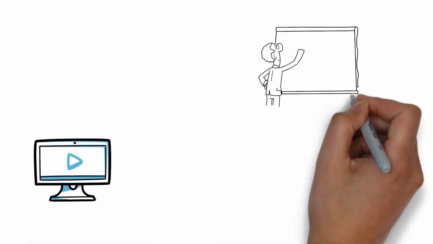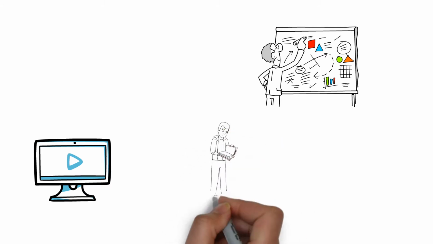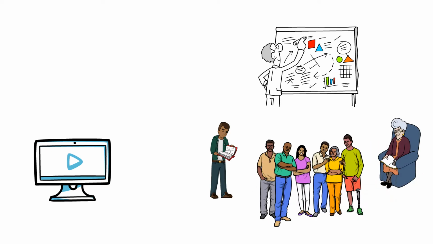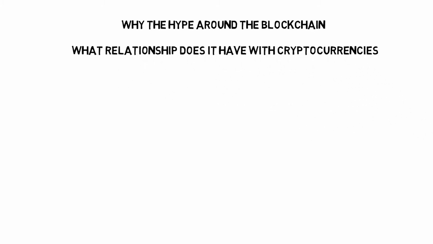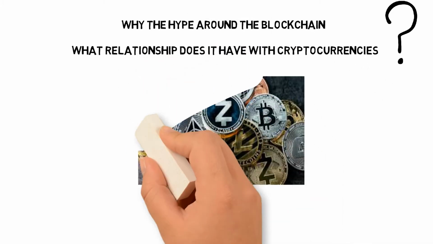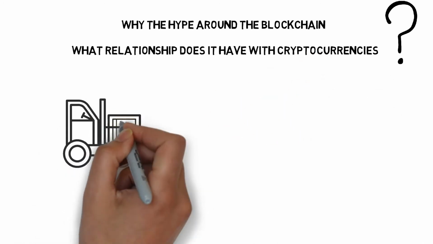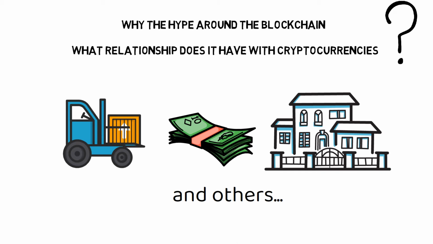In this video, we shall explain blockchain in basic terms. By the end of this video, you will be able to explain this novel blockchain technology to anyone, your pals, your granny, and any random Jack on the street. Why the hype around the blockchain? What relationship does it have with cryptocurrencies? Aside from cryptocurrencies, what other use cases does blockchain have, and how has it transformed several sectors like logistics, finance, real estate, and others? All these will be explained, so sit tight, grab a cookie or something to crunch, and enjoy this session with it.